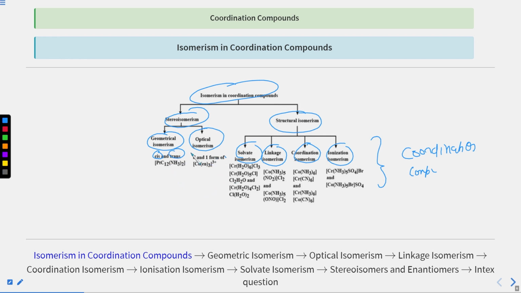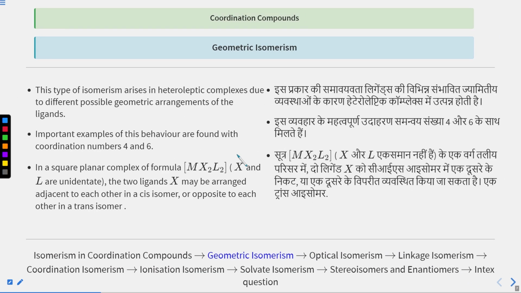Whereas in case of optical, we have D and L form, I would say, levorotatory and dextrorotatory, right? Whereas in case of structure, we have solvate, linkage, coordination, and ionization. So we will try to understand all of this with the help of examples. Okay. Now let us move to our first type, that is our geometrical isomerism.